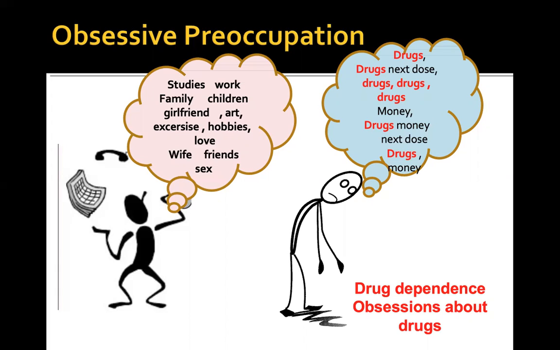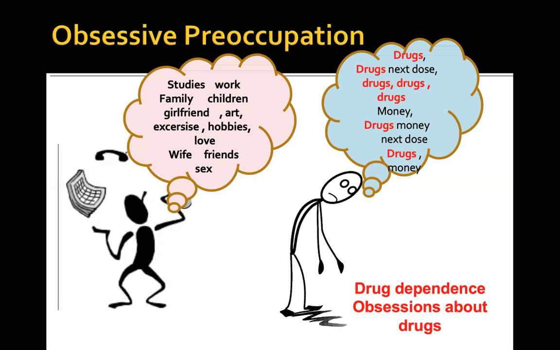The person without drugs has a normal life. He does well in studies, he has a family, he has children. But when the person is taking drugs, every time he has to take a dose, then money, then the next dose. So, drug dependence, obsession about drugs. You can compare the two: obsession when he is on drugs and when he is not on drugs.